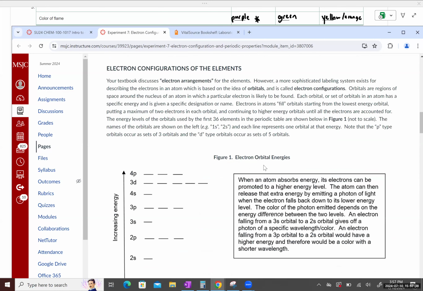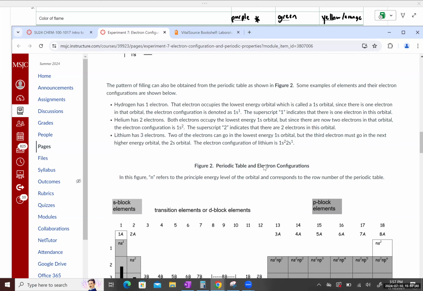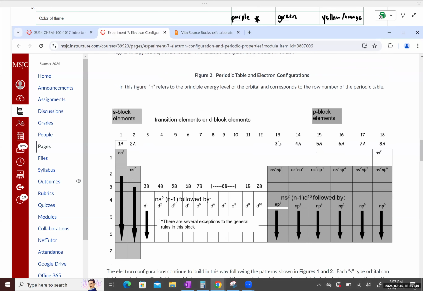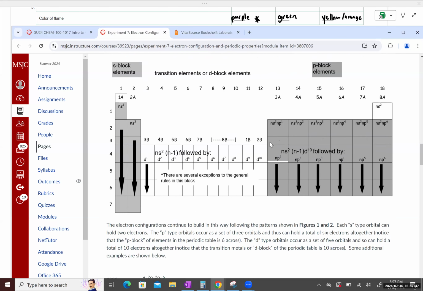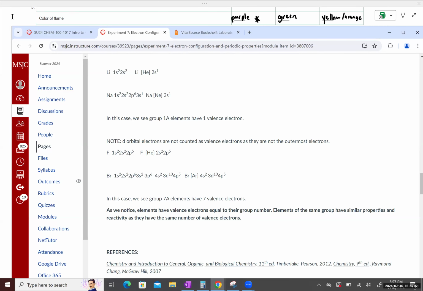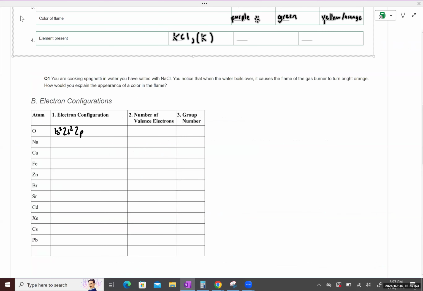I'm going to pull up a copy of the periodic table and reference that. So allow me one moment to pull up a copy of the periodic table. So in this case, for oxygen, it would be 1s2, 2s2, 2p4. You can also write this as helium, 2s2, 2p4.